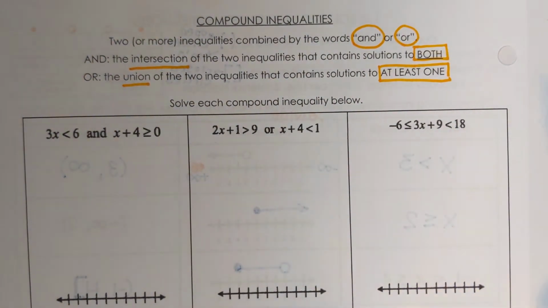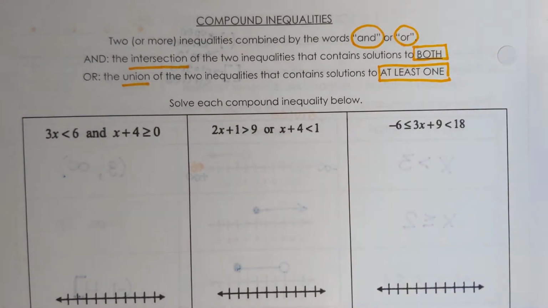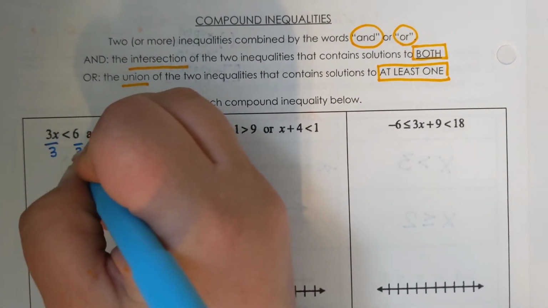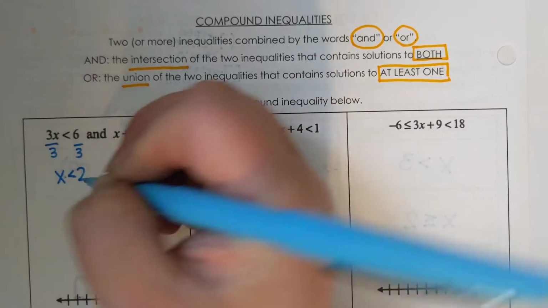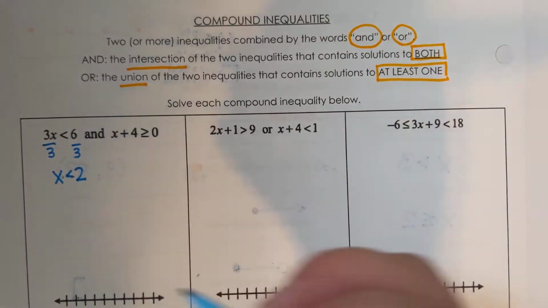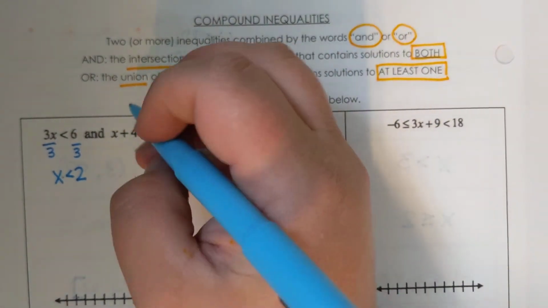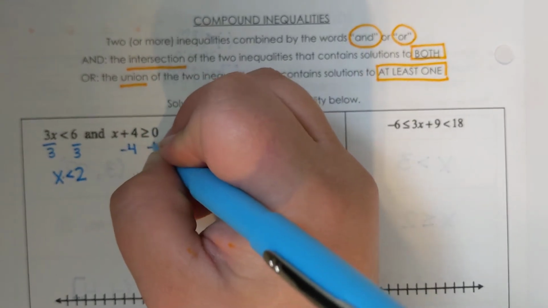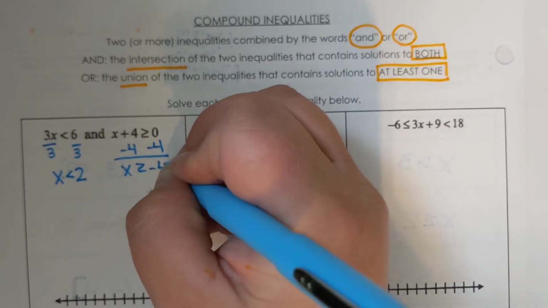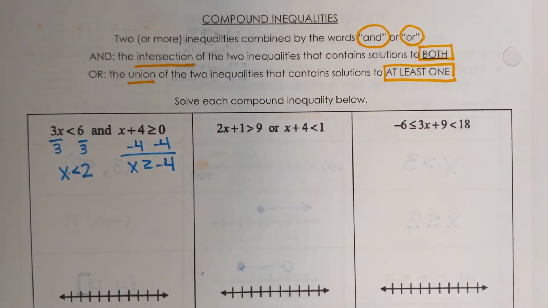Okay? So we're going to kind of just go through these. You're going to have to graph two things though. So for this one, to get rid of that 3, we're going to divide. And what we have left, 6 divided by 3 is 2. X is less than 2. Okay, I'm going to do the same thing over here and solve, except I need to subtract 4 on this side. 0 minus 4 is negative 4. So I have x is less than 2, and x is greater than or equal to negative 4.